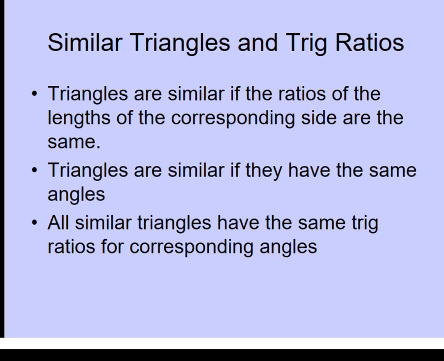Okay, so for a triangle to be similar, the lengths of the corresponding sides have to be proportional, and the angles, if that is true, will be the same in the small one as the big one. And all similar triangles have the same trig ratios for the corresponding angles.